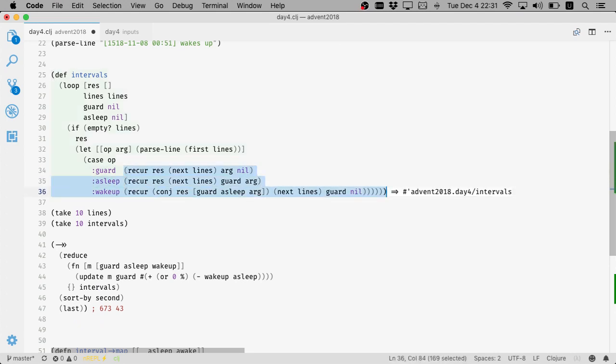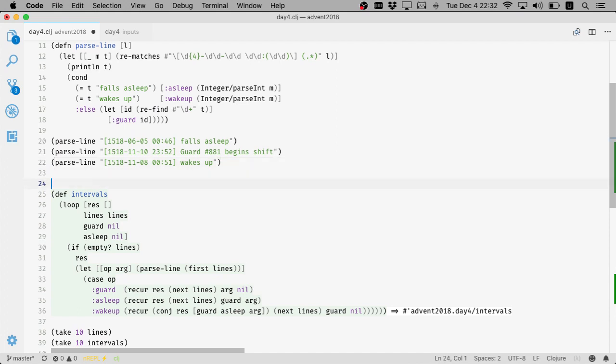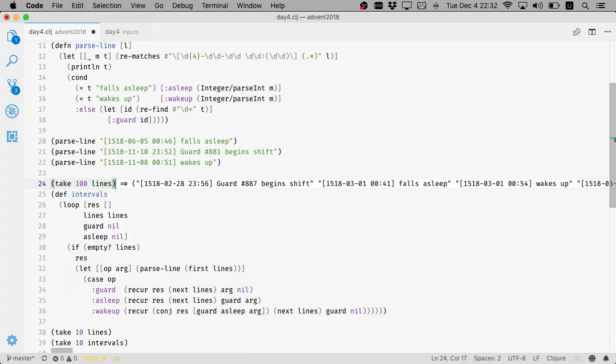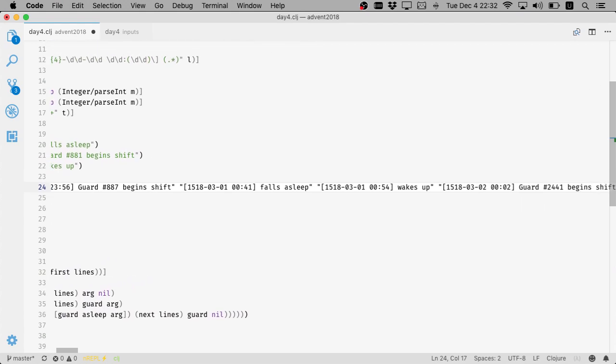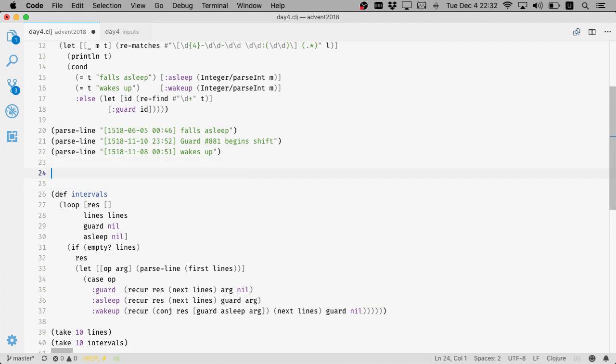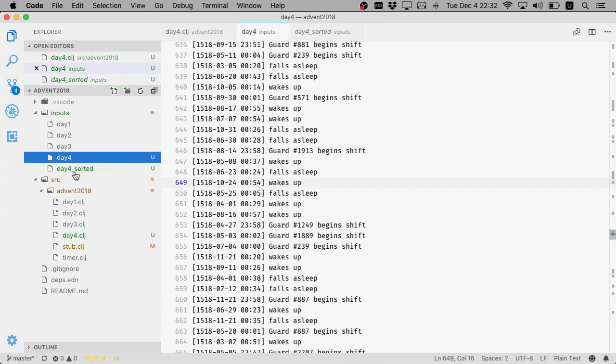Okay, so let's suppose I messed up because I have no idea whether I got the first one correct and the second one correct, right? So intervals, lines, right? Okay, so lines, guard begin shift. Okay, let me actually split, join lines. Split takes what file first. In puts the four sorted. So we have the four sorted.